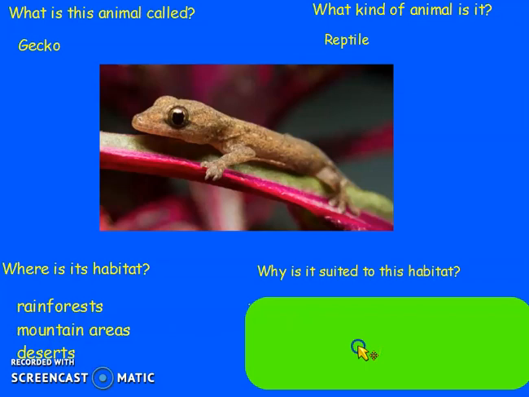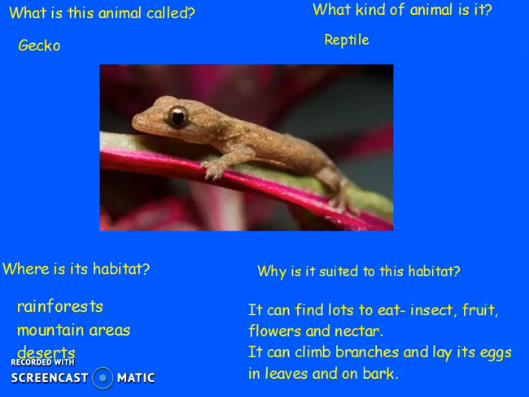Why do you think it's suited to these places? Well, it can find lots to eat there, such as insects, fruit, flowers and nectar. It likes to climb branches and it even lays its eggs in leaves and on bark. And we learnt from our reading challenge a few weeks ago that the gecko is really clever in the way that it camouflages itself to its surroundings to protect itself from any predators.